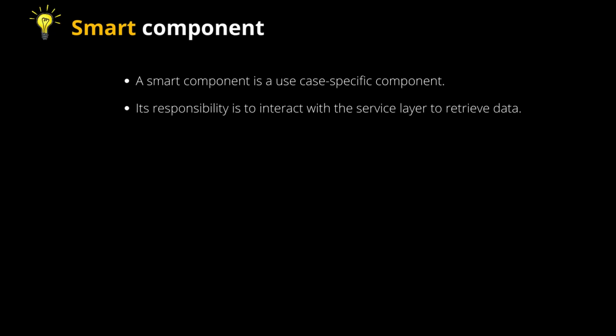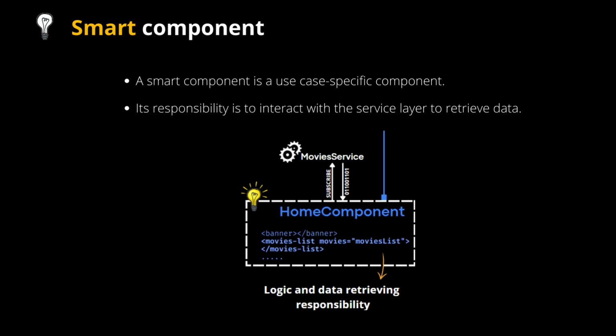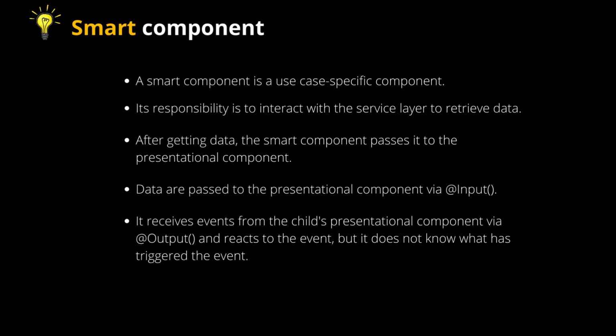A smart component is a use case specific component. Its responsibility is to interact with the service layer to retrieve data. In the use case, the home component interacts with the movie service. After getting data, the smart component passes it to the presentational component, the movies list component. This is done through the input decorator. It receives events from the child presentational component through the output decorator and reacts to the event, but it does not know what has triggered the event.